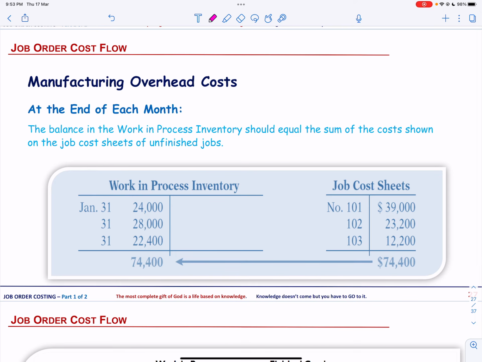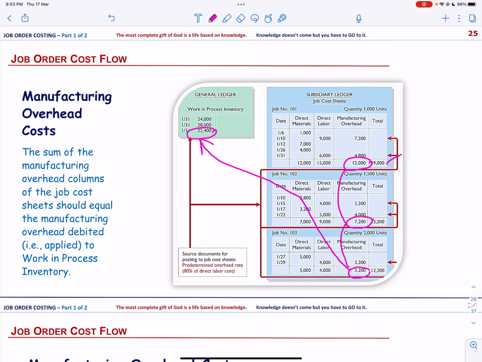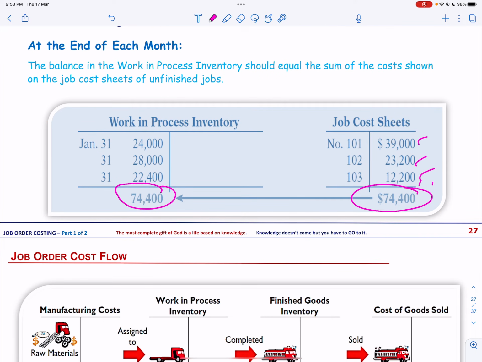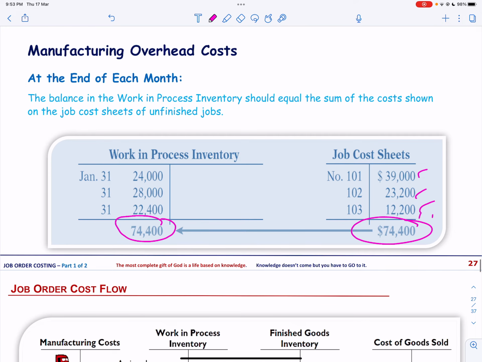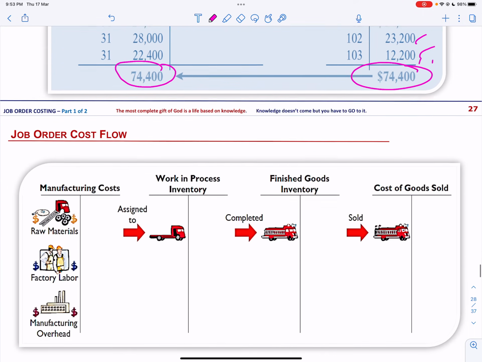It is important to note that at the end of each month, the balance in work in process inventory must be equal to the sum of the cost shown on the job cost sheet of unfinished jobs. You can see this is what we have in the subsidiary: 39,23 and 12,200, and that is what has been specified, and the two numbers are equal. So this completes our discussion on assigning manufacturing cost to work in process. In the next slide, we will look into assigning cost to finished goods.